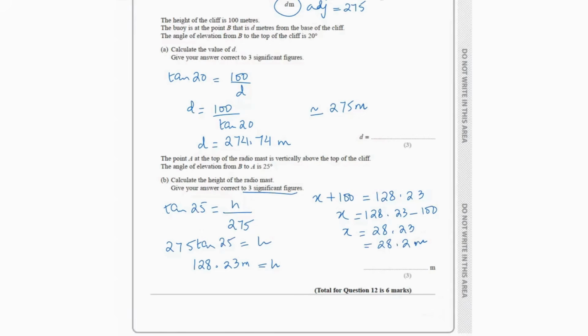So don't get intimidated by the terms angle of elevation or depression. This question will always be a Sohcahtoa question. So just remember Sohcahtoa, identify what your opposite is, adjacent is, and hypotenuse is, and then just use Sohcahtoa to solve the question.